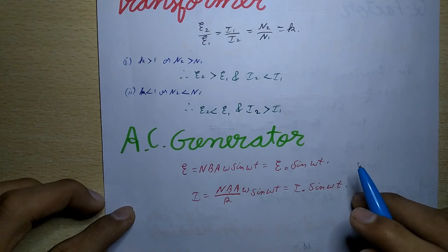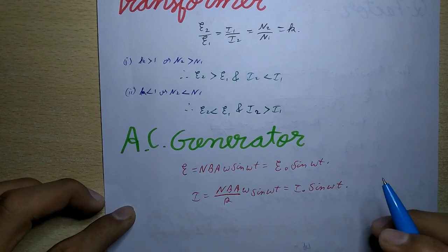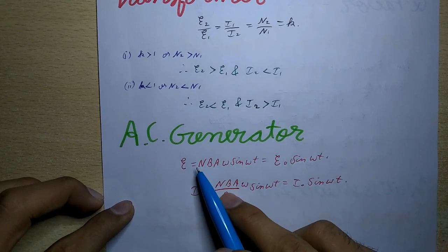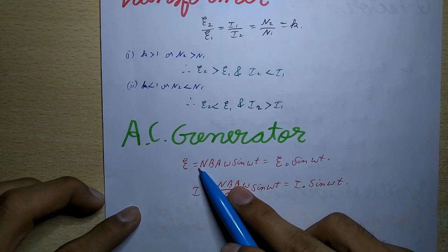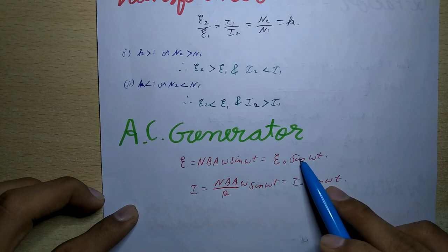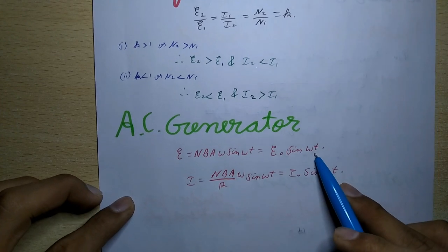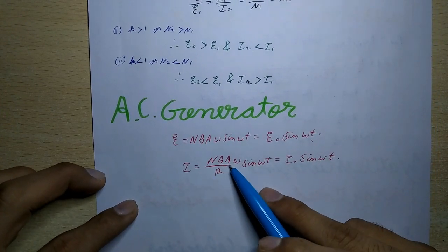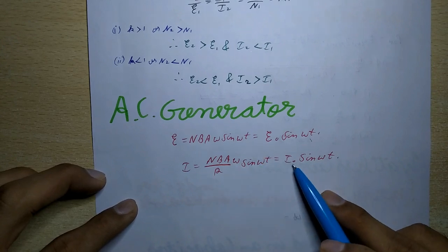So at t equals 0, the loop is normal to the field. So induced EMF E equals NBA omega sin omega t, which equals E naught sin omega t, and current I equals NBA omega upon R sin omega t, which equals I naught sin omega t.